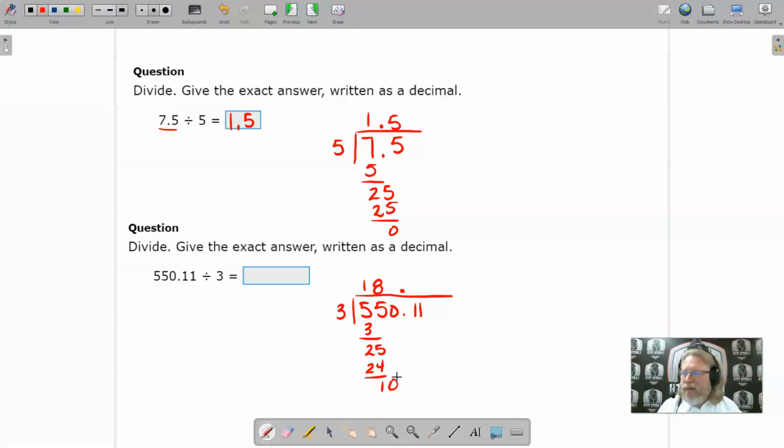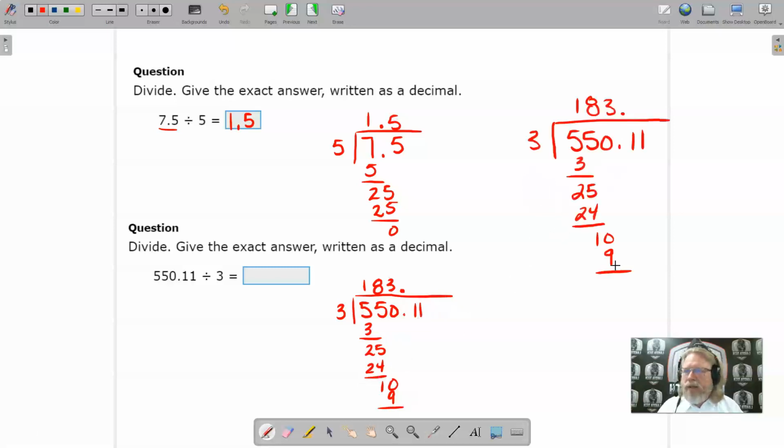Bring down the 0. 3 will go into 10 3 times. 3 times 3 is 9. We're running out of room here. I'm going to go ahead and pause and put this all up here to where we can see it. All right. So now let's do our 10 minus 9 is 1. Let's bring down the 1 from there. This is that 1 coming all the way down to there. So 3 will go into 11 3 times. 3 times 3 is 9.